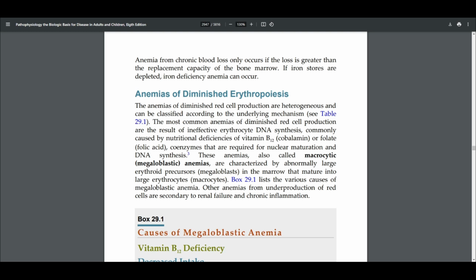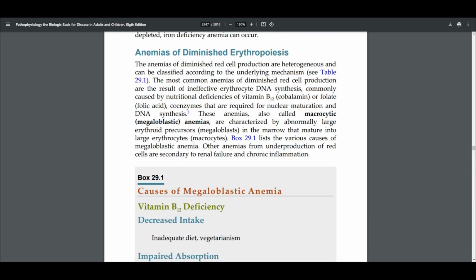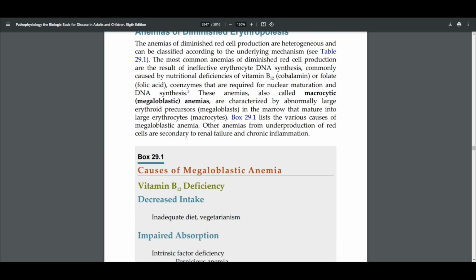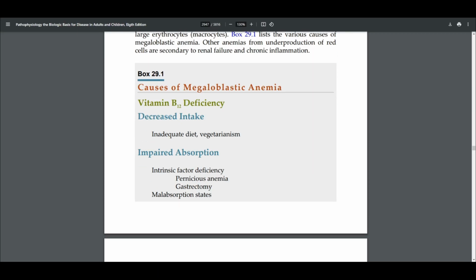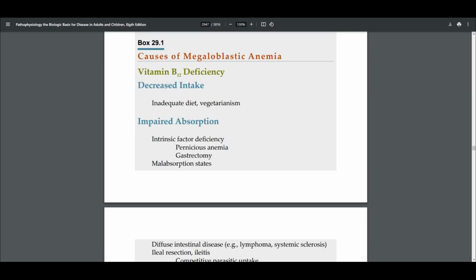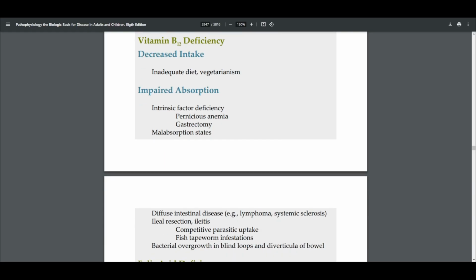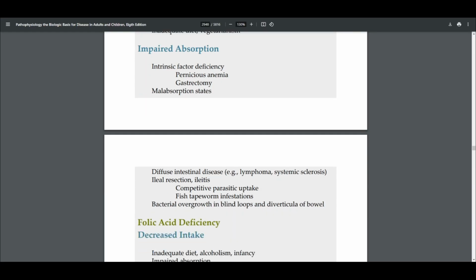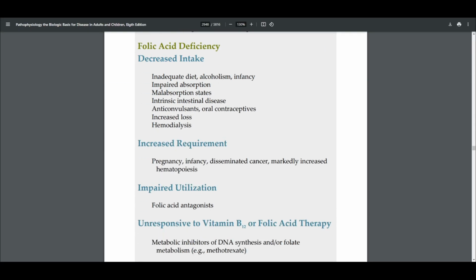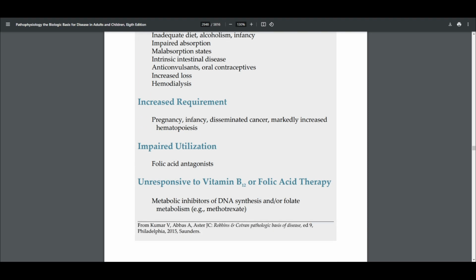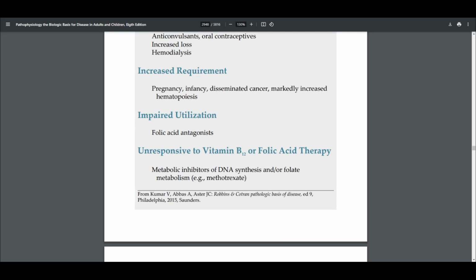The following box here lists the various causes of megaloblastic anemia. Other anemias from underproduction of red cells are secondary, usually to renal failure and or chronic inflammation. So, a good spot to pause so you can see the different causes of megaloblastic anemias, whether it's from vitamin B12 deficiency, impaired absorption or decreased intake, folic acid deficiencies, or when there's an increase in requirement, impaired utilization, or unresponsiveness to vitamin B12 or folic acid therapy.